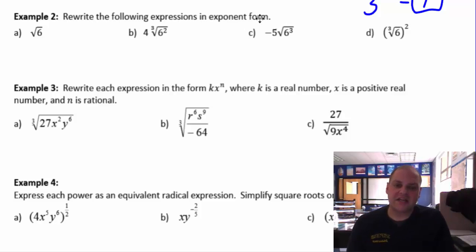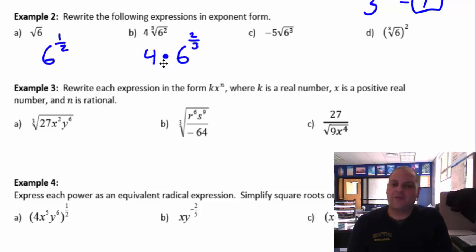Rewrite the following expressions in exponent form. Okay, so exponent form, radical 6 would be 6 to the 1/2. Okay, there it is, 6 to the 1/2. This is 4 times 6 to the 2/3.